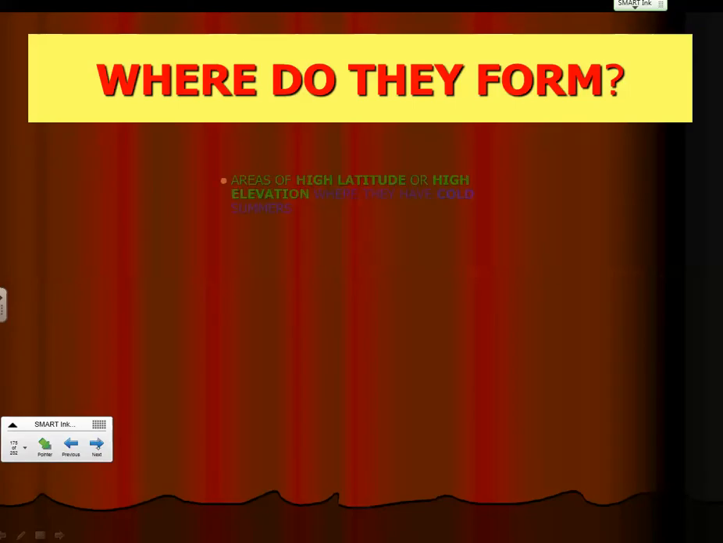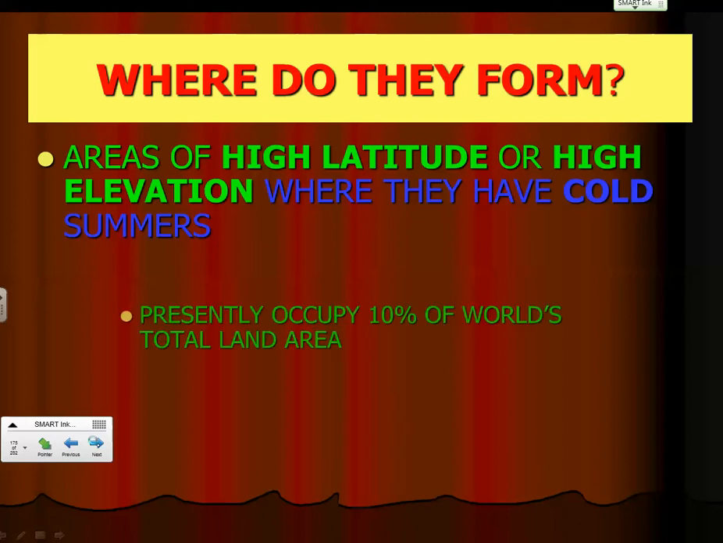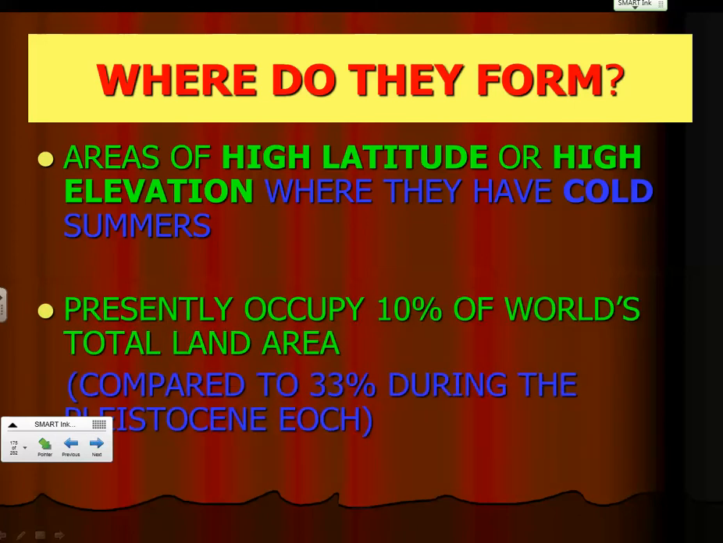So where do they form? Well, glaciers form in either two places, high latitudes, near the poles, or high altitudes or elevations, where they have cold summers, cold enough year-round so that the ice sticks around. They presently occupy about 10% of the world's total land area, so not that much, compared to 1/3 of the world's total land area during the Pleistocene epoch. That's spelled incorrectly there, it's epoch.